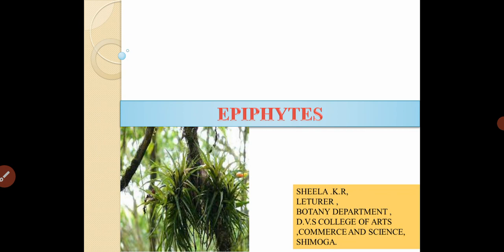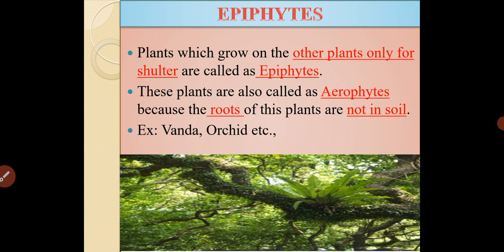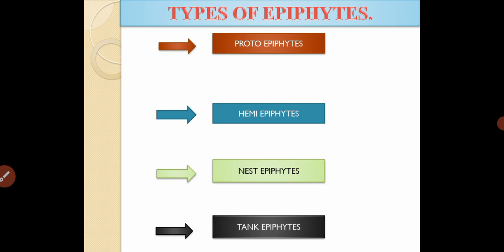In this class, I am going to discuss epiphytes. Plants which grow on other plants only for shelter are called epiphytes. These are also called aerophytes because the roots of these plants are not in soil. Example, vanda, orchid, etc.